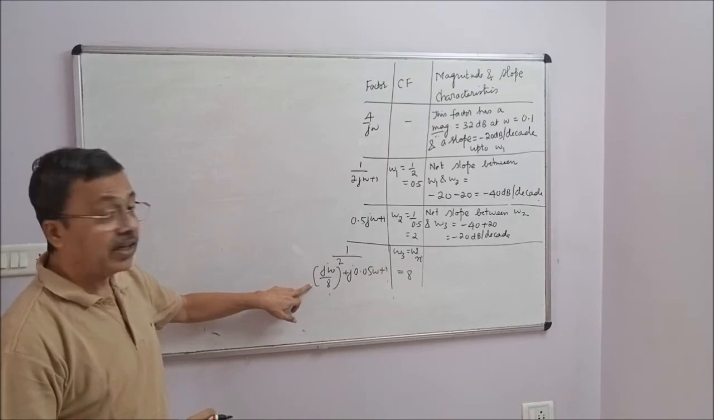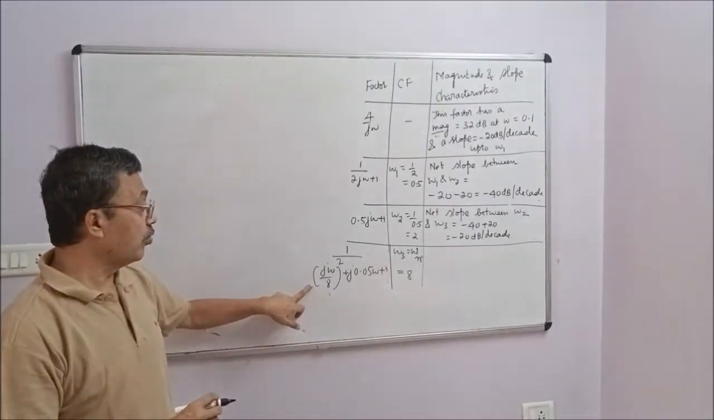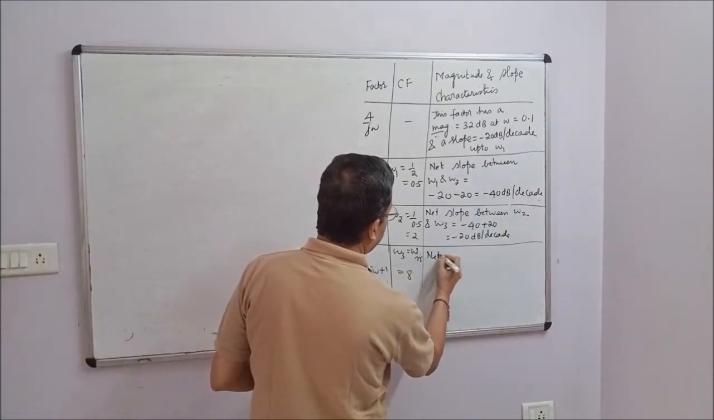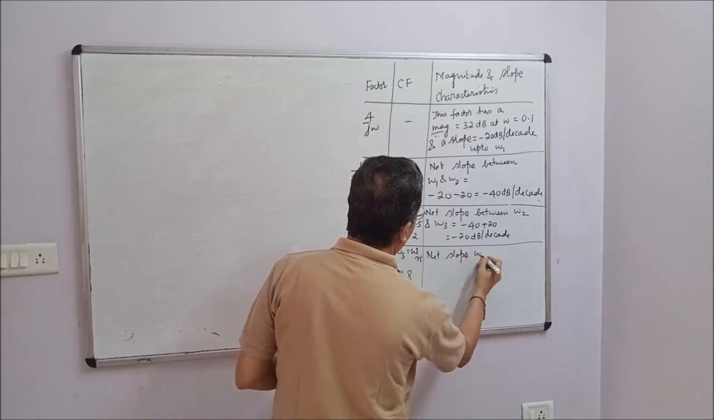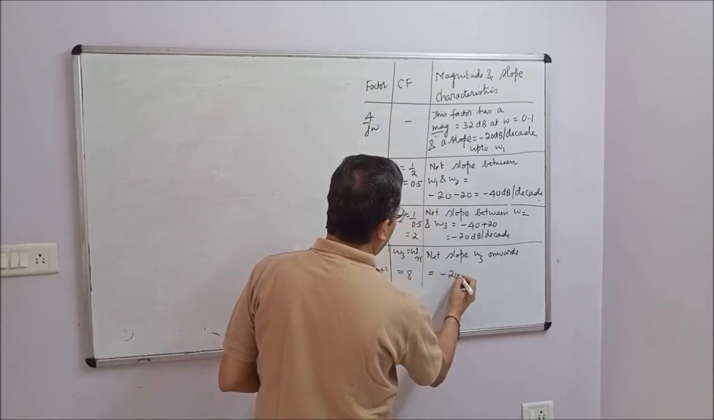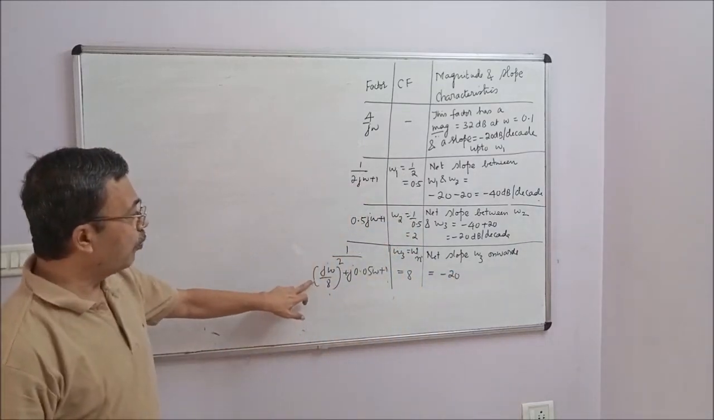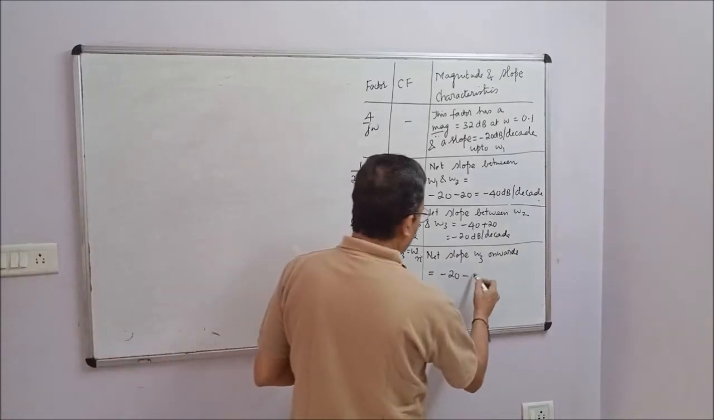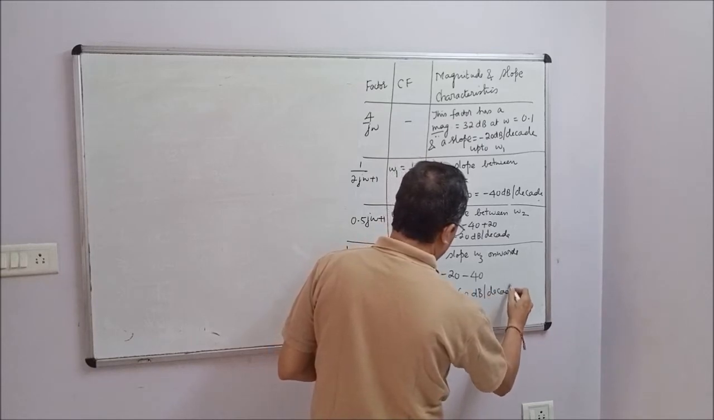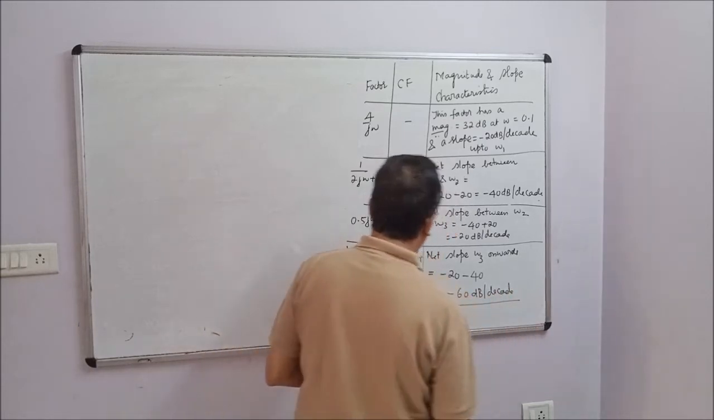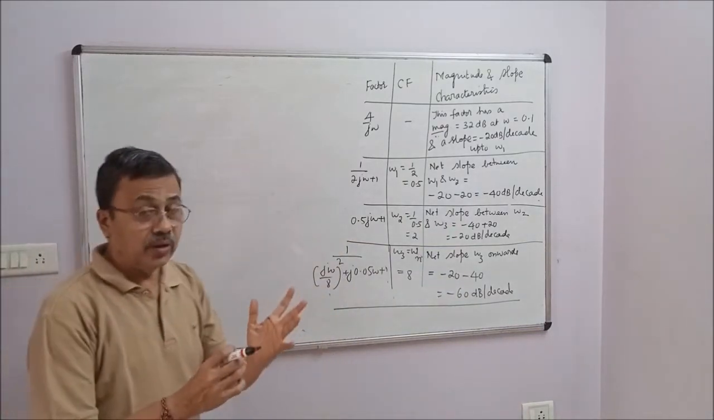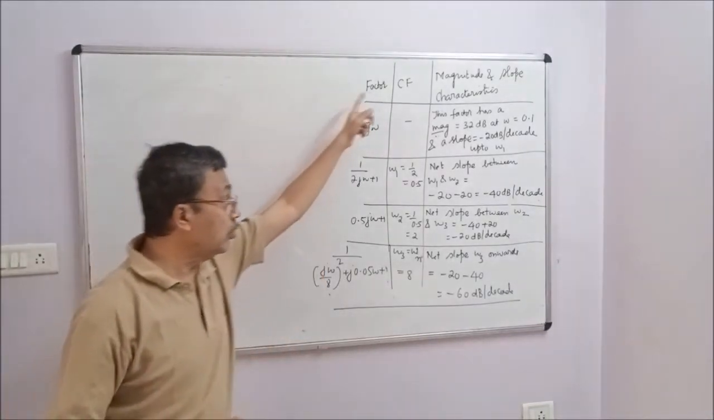This is a quadratic factor in the denominator. Therefore, it will add a slope of minus 40 at omega 3. Net slope omega 3 onwards. Previous slope is minus 20. This will add a slope of minus 40 at omega 3. So minus 20 minus 40 is minus 60 decibels per decade. Once this table is prepared, keep it ready with you. When I use the semi-log sheet, I will be referring to this table.